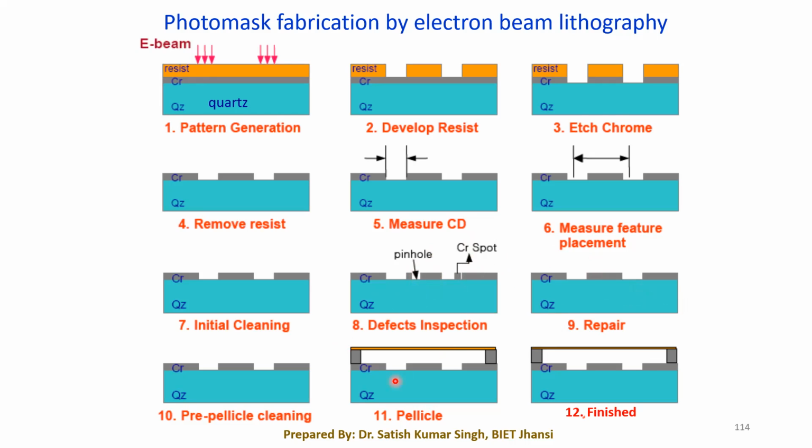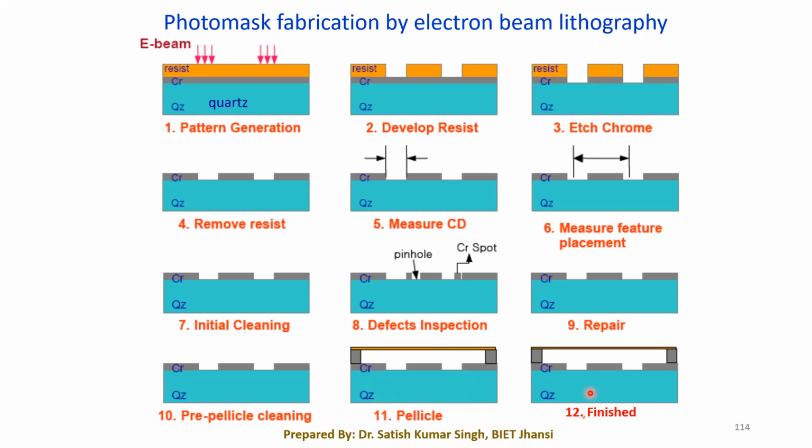Okay, so before that we have to go for the pre-pellicle cleaning, and then we have to stretch the nitrocellulose film. That is called the pellicle film. We have to stretch that over your metallic frame, and then finally we get our photo mask that can be used for wafer exposures. So this way we can fabricate our photo mask.